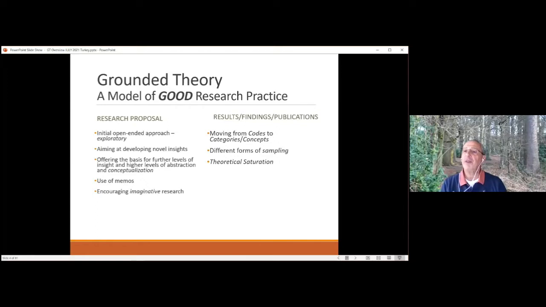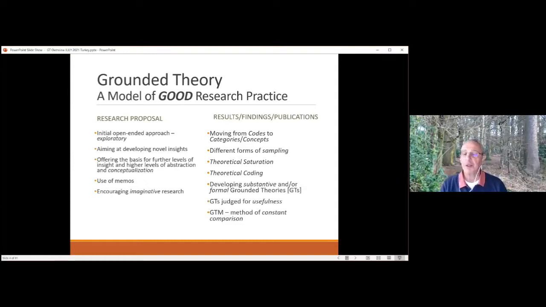There's this concept of theoretical saturation, quite a difficult term, but really it says to people, at what point can you say, I think I've done enough analysis and data gathering? And again, grounded theory makes you think that. A lot of other methods just say, oh, when n is a big enough number for your sample, you can stop. Okay, so it's a different way of thinking about it.